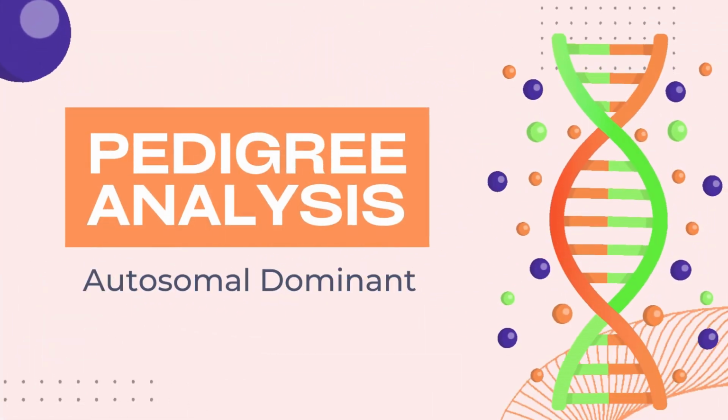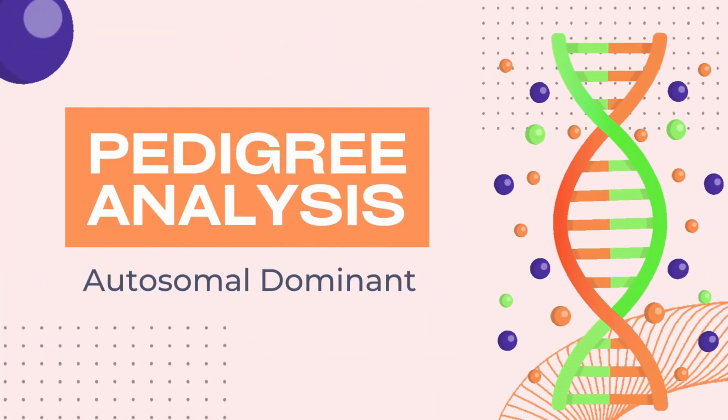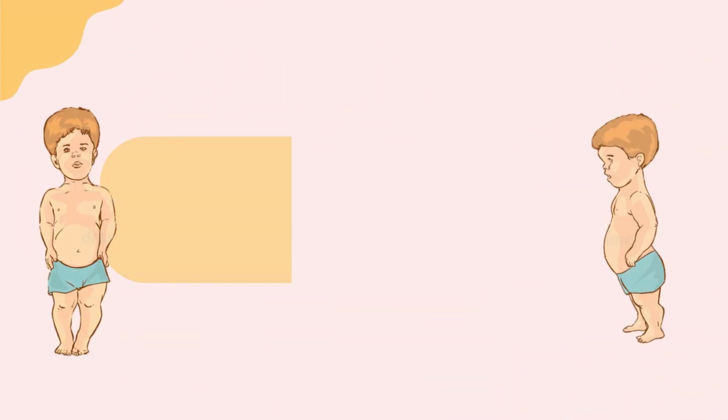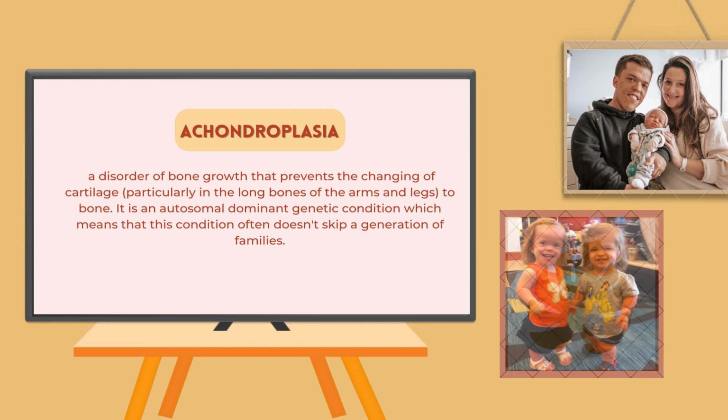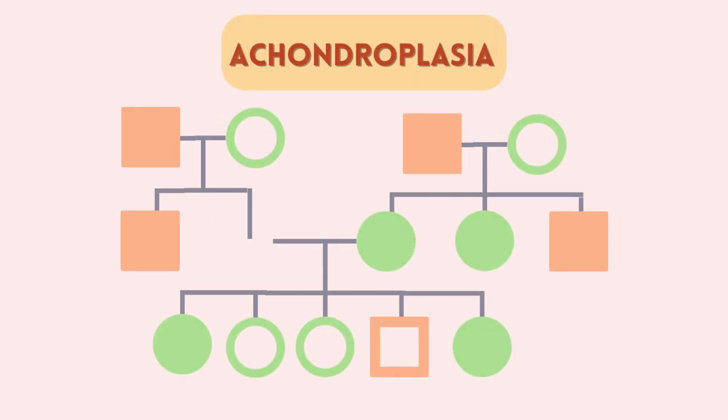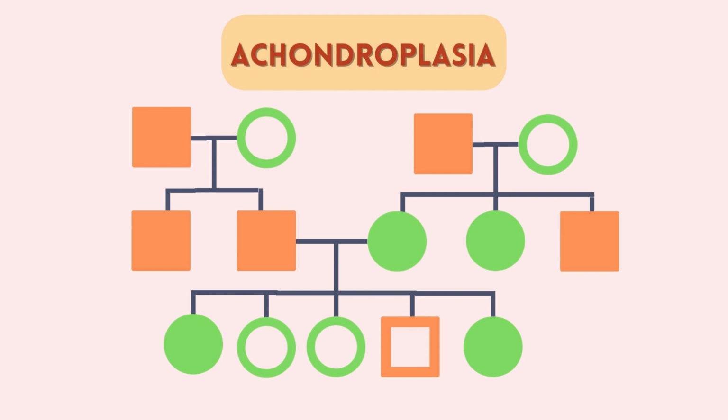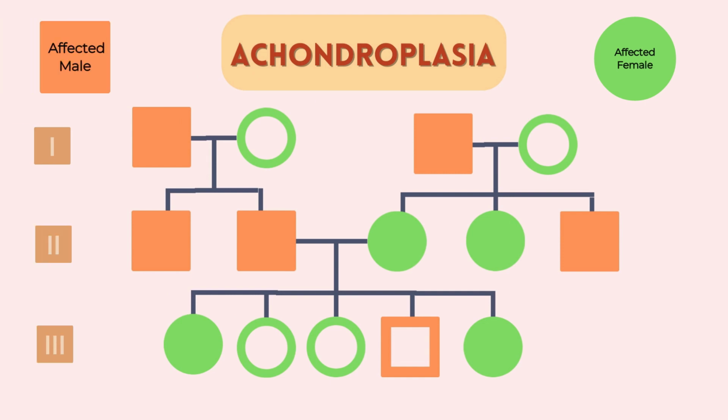Now let's talk about the pedigree analysis of a specific type of dwarfism, achondroplasia. Achondroplasia is a disorder of bone growth that prevents the changing of cartilage to bone. It is an autosomal dominant genetic condition, which means that this condition often doesn't skip a generation of families. We have 3 generations of affected families of this condition. As you can see, there are affected individuals from the grandparents to parents and to children.